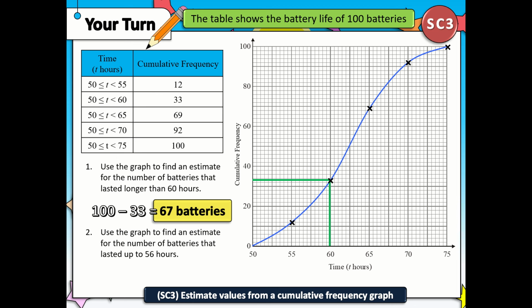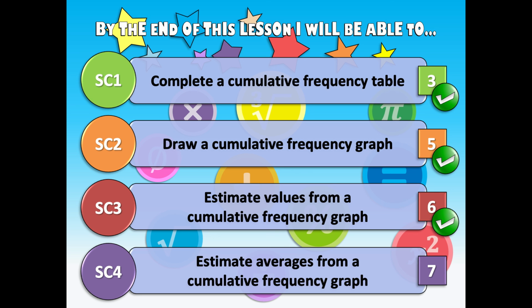Then we want to use the graph to estimate the number of batteries that lasted up to 56 hours. So this is how many batteries lasted 56 hours or less. So we go up from 56, and then we read across. So that's 15. So there were 15 batteries that lasted 56 hours or less. And now we've completed success criteria 3.